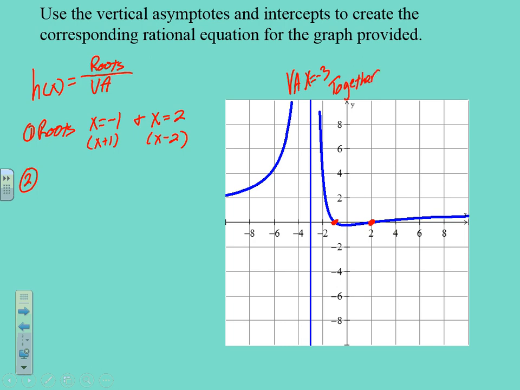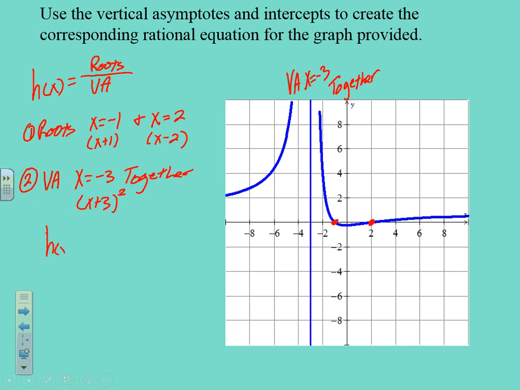at the vertical asymptote. And because they come together, that tells me that the vertical asymptote as a factor has to have a multiplicity of 2. So I have a vertical asymptote at x is equal to -3, and it comes together there. So the factor here is going to be x plus 3, and because it comes together, it has a multiplicity of 2. So we've identified the roots, the vertical asymptotes, and all their multiplicities.